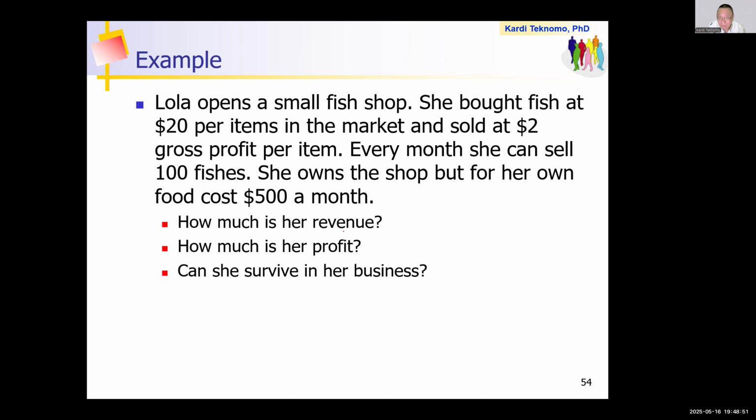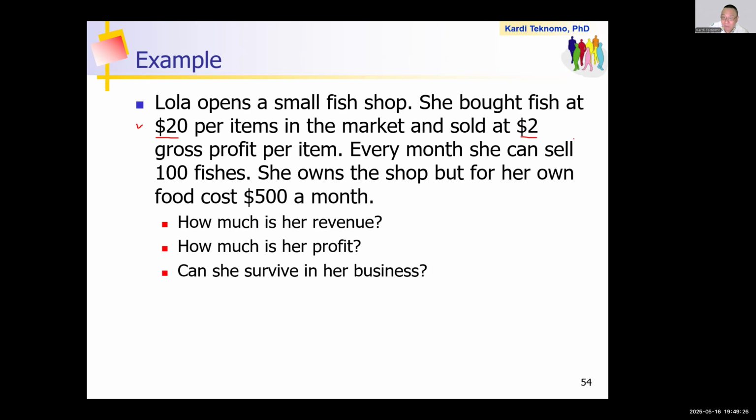Try to compute this. So what is this? $20 per item. What is this? Variable cost. Yes, this is variable cost, small v. How about this $2? Revenue? No, this is not revenue. This is gross profit per item, R.